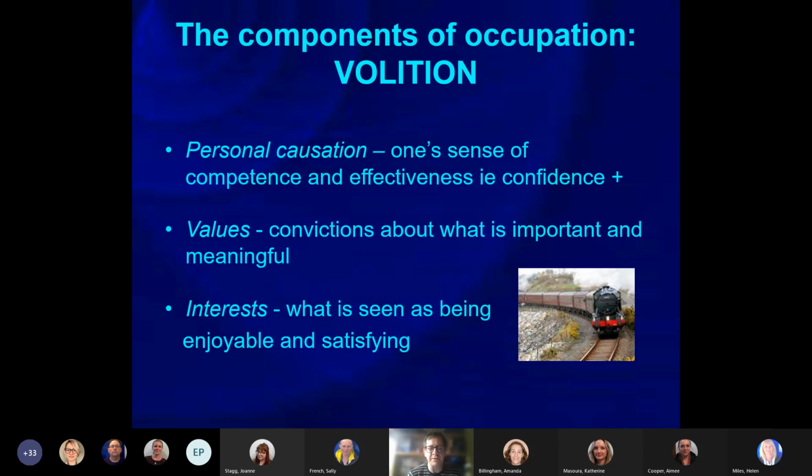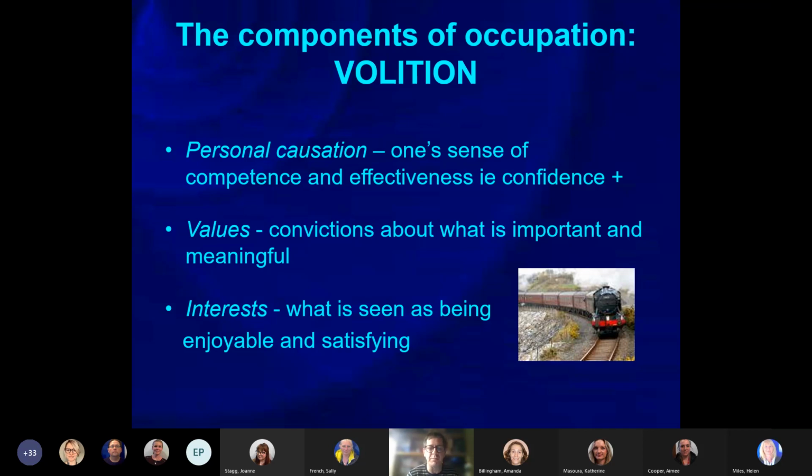It's what drives us. So, the three components of volition, all of which influence our choices. Personal causation is one of the few bits of jargon that's managed to survive the various iterations of MOHO. But when you think about it, it's not quite as jargon-y as it sounds. Personal causation is to do with whether I can personally cause things to happen in the way that I want them to. So it's our sense of competence and our sense of effectiveness. It's our kind of confidence and self-awareness.